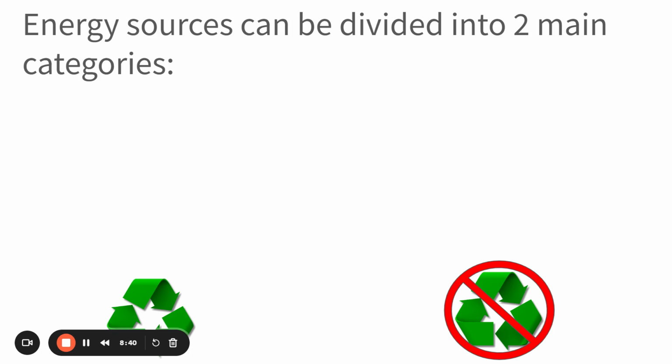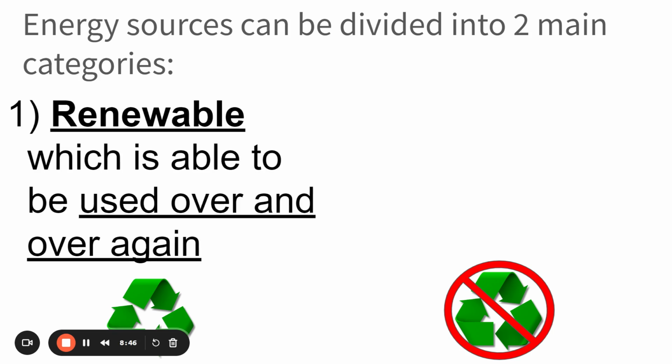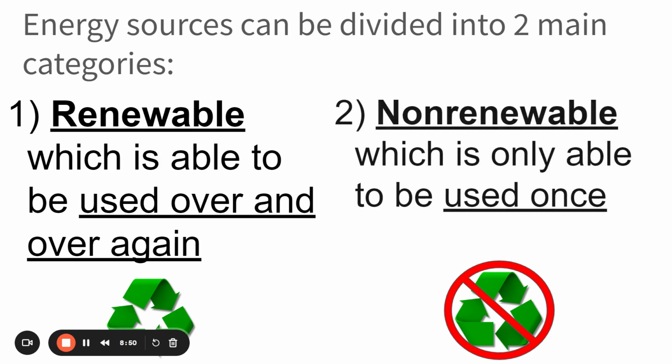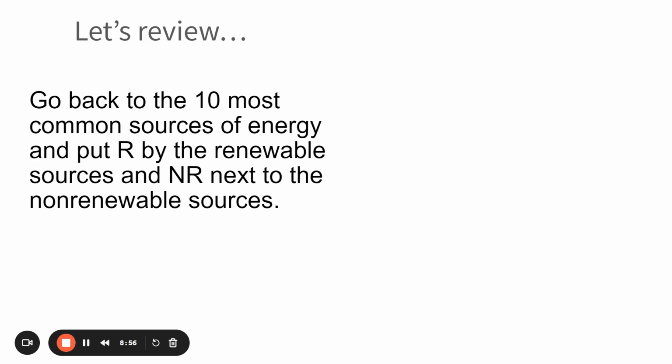And then the final thing we're going to talk about are the 2 categories that these energy sources can be divided into. Number 1 is renewable energy, which means we can use that over and over and over again. And number 2 is non-renewable energy, which is energy that can only be used one time. So let's go through these 10 types of energy, and you're going to write an R if it is renewable or an NR if it is non-renewable.